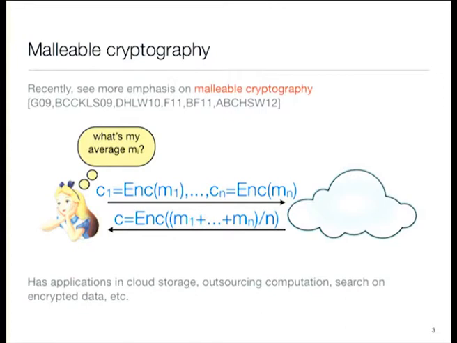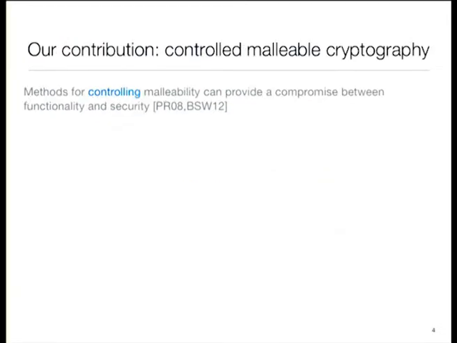So this demonstrates that although non-malleable cryptography had all these desirable security features, malleable cryptography is really desirable from a functional standpoint. Our contributions are in this middle area that we call controlled malleability. What this does is compromise between the security features of non-malleable cryptography and the functionality of malleable cryptography. Two examples of work in this area include the notion of HCCA security for encryption by Prabhakaran and Rosulek, and also the recent notion of targeted malleability by Boneh, Segev, and Waters, again for encryption.